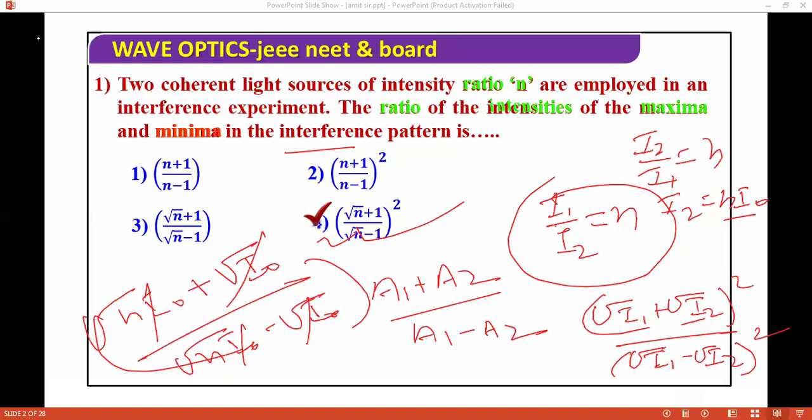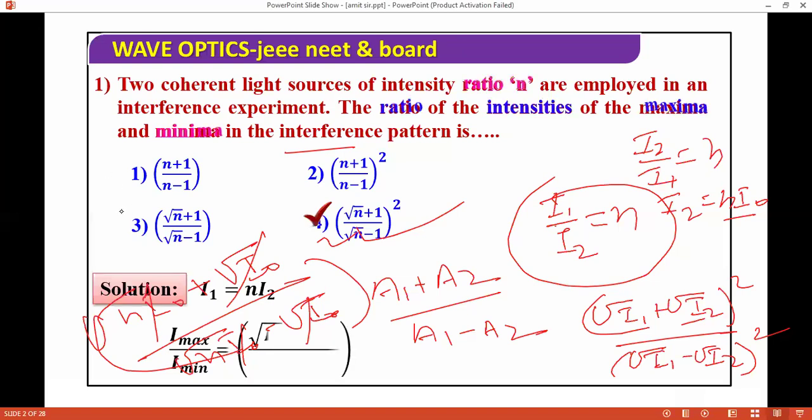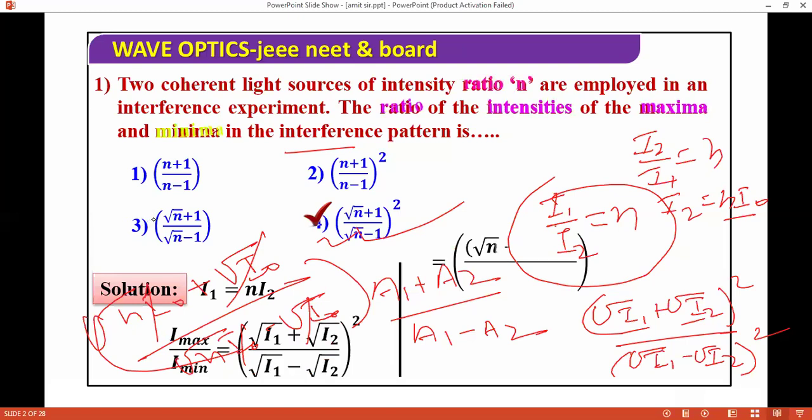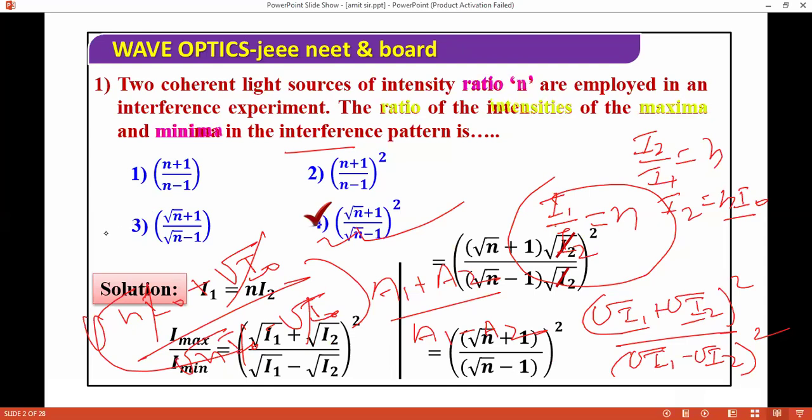It's a very good question. You have to know the concept of how to solve it, and then you can easily solve this question. It's very easy and doable, but you have to be aware of how to take the ratio.